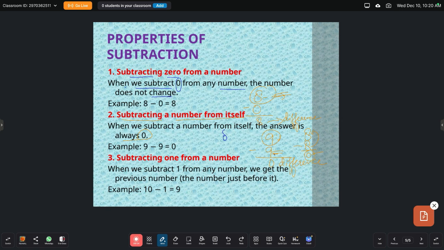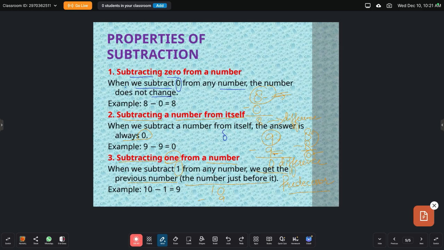Fine? Now, we have the third property of subtraction, that is subtracting 1 from a number. When we subtract 1 from any number, we get the previous number. What is this previous number? The number just before it. That means the predecessor. What is a predecessor? Like here, we have an example, 10 minus 9.